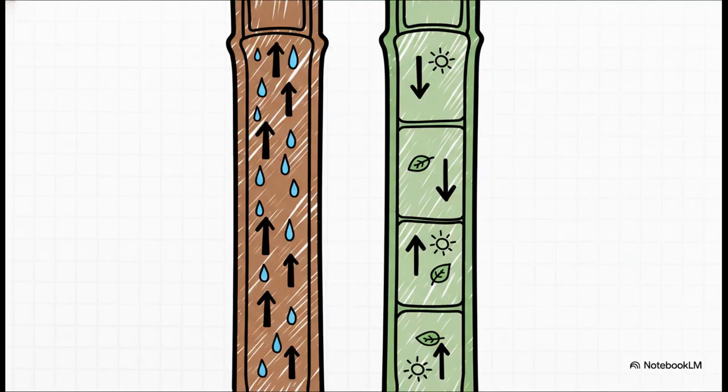Of course, beyond simple tissues, plants also have complex, permanent tissues. This is essentially the plant's plumbing system, made of more than one type of cell working together. Xylem transports water and minerals vertically.